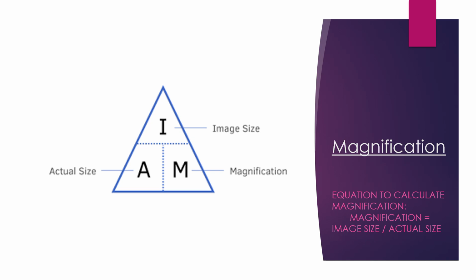So the magnification equation is I over A M, with I at the top, A and M at the bottom in the triangle. I is image size, M is magnification, A is actual size. So the equation to calculate magnification equals image size over actual size.